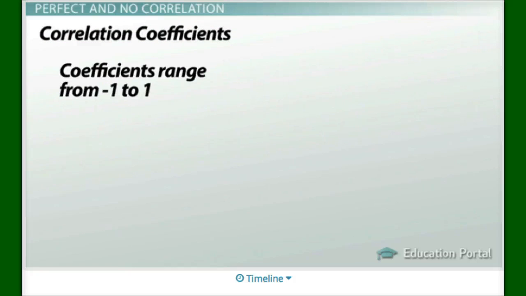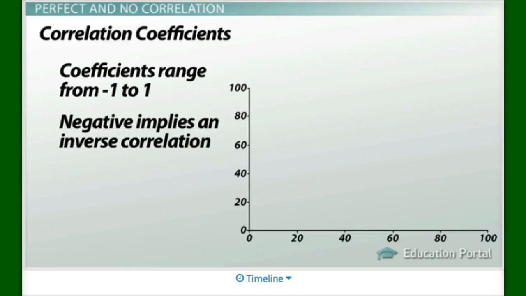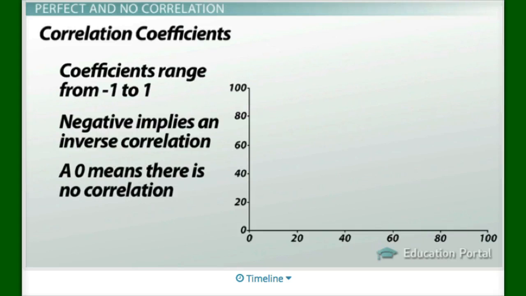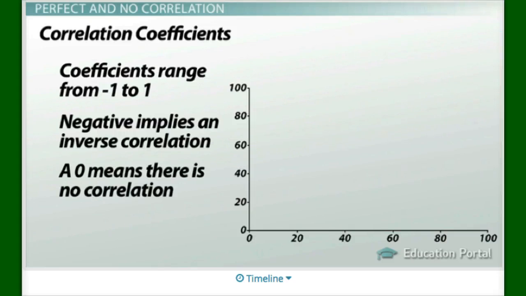Coefficients range from -1 to 1, which describes how scattered the data is. The more like a line it is, the closer it is to 1 or -1. Negative implies an inverse correlation, or that when one variable goes up, the other variable goes down. A 0 means there is no correlation. Okay? Probably not. So we'll use some examples.